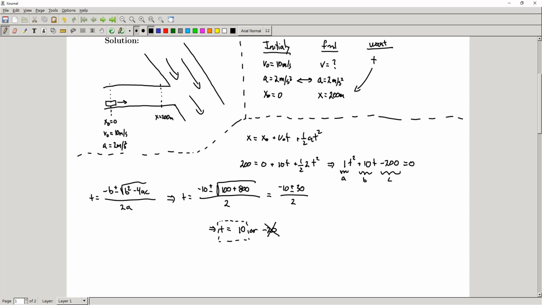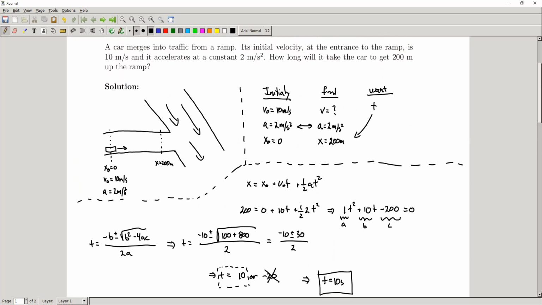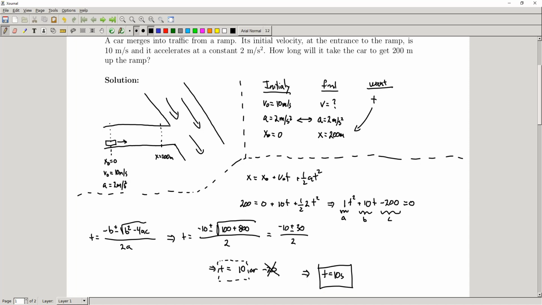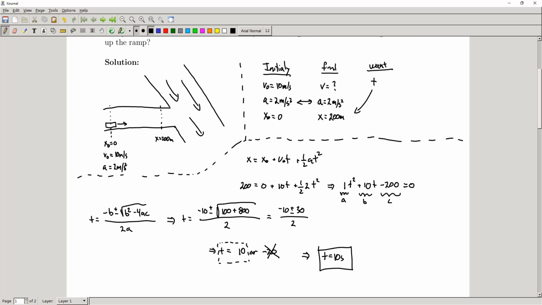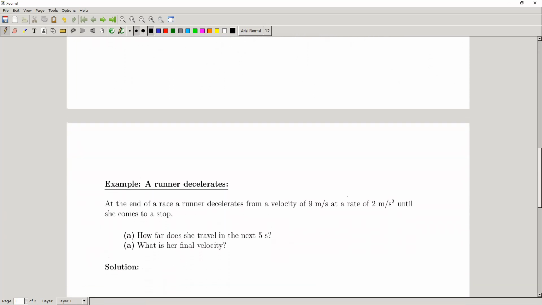But other times we might be interested in both of the results that we get, and we'll see some of those problems later on. But for now, the answer for this question is just t equals 10 seconds, and that's our final answer with units. Make sure we always have units in our final answer. And so that's the answer. It'll take 10 seconds for the car to get 200 meters down the ramp, given these parameters that we have set forth here. Okay, let's take a look at a second example now.